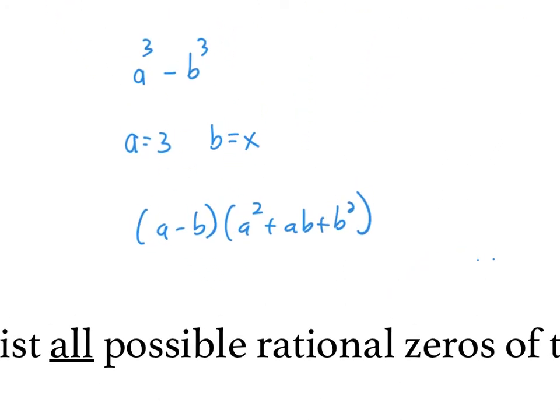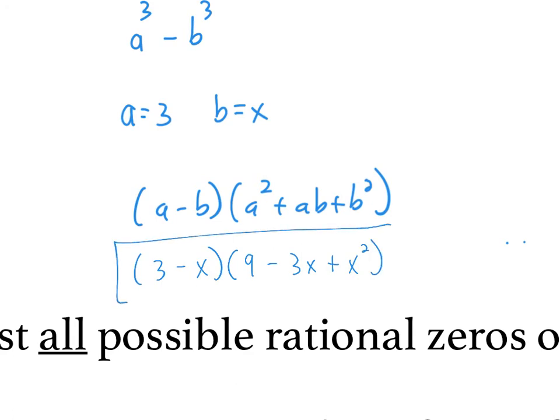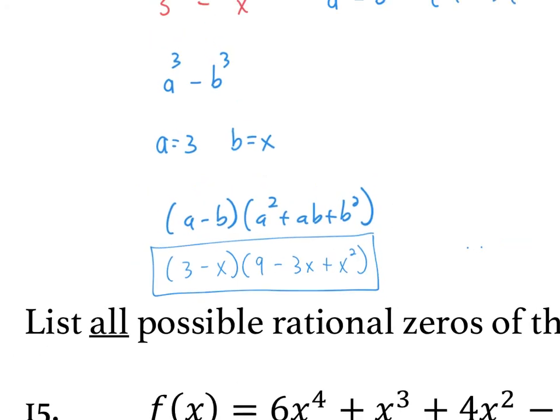Okay, so now just plug into this formula. A is 3, b is x, so that's 3x, and then b is x, so that's x squared. That's it.